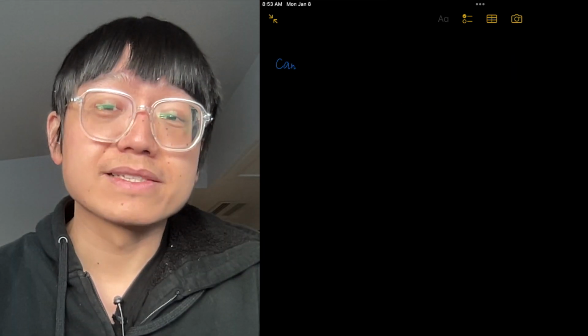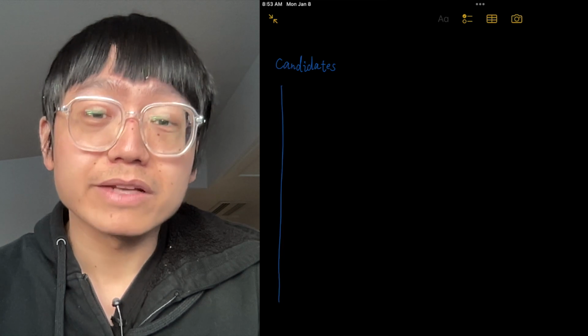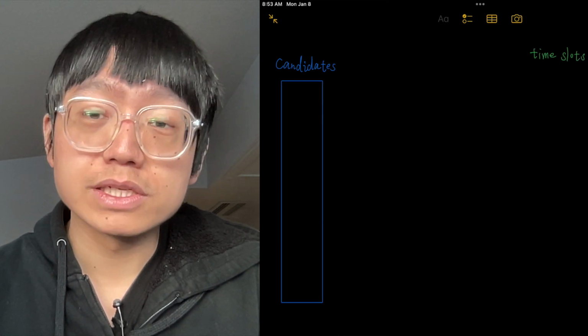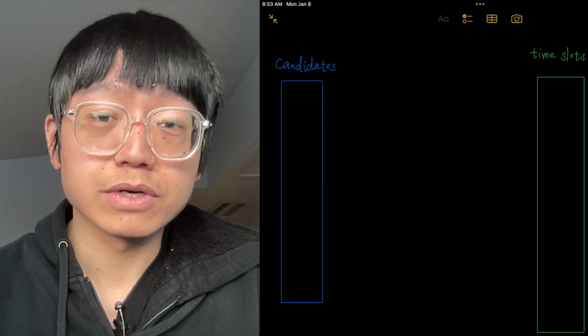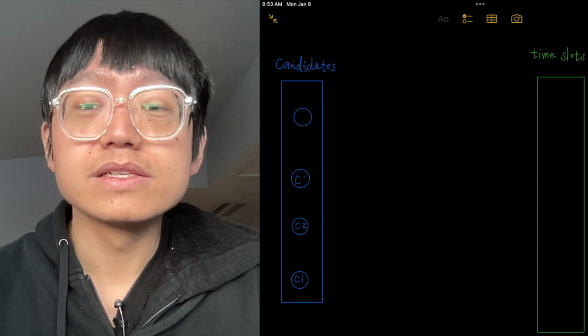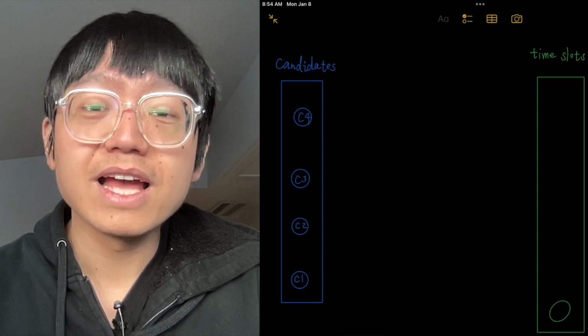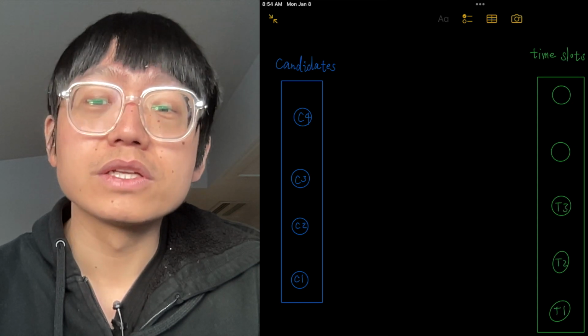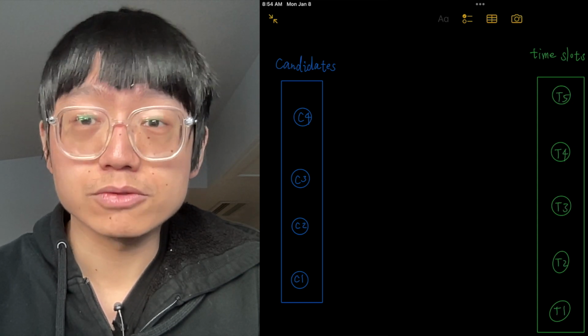Let's try to model a scenario by using a bipartite graph. Let's try to identify the nodes. First, we create two distinct sets of nodes in this graph, where one set of nodes represents the candidates C1, C2, C3, and the other set represents the time slots, which is T1, T2, T3, etc.